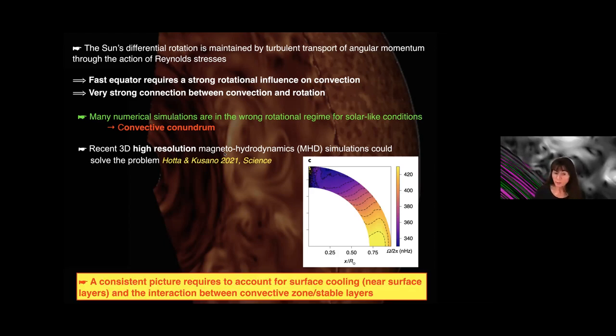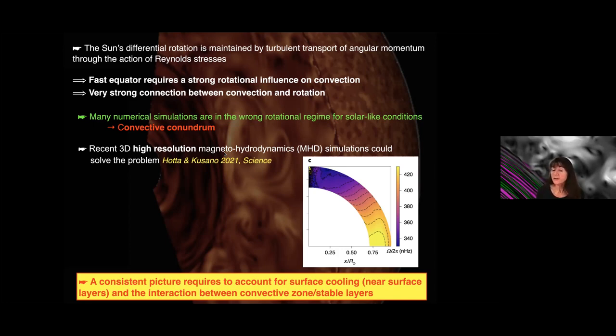But those types of simulations show that to understand the solar rotation, for example, you need a very consistent picture where you need to account both for surface cooling, that is the near-surface layer, and the interaction between the convective zone and stable layers.